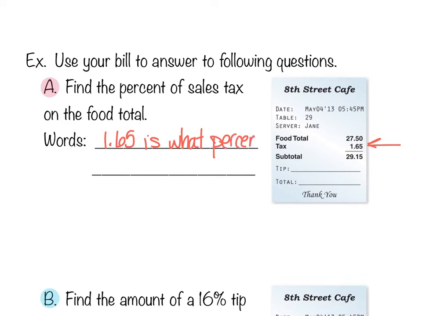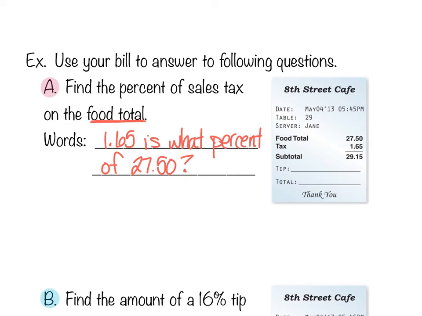of my total? So my total we know is $27.50. Not the subtotal, it said the food total. So of $27.50. And I put a question mark there. So it says find the percent of sales tax on the food total. So okay, so 1.65 is what percent, so 1.65 you can see over here, is what percent of 27.50.